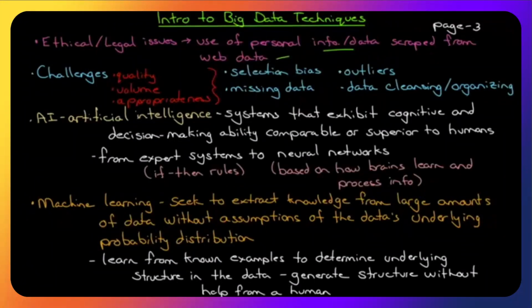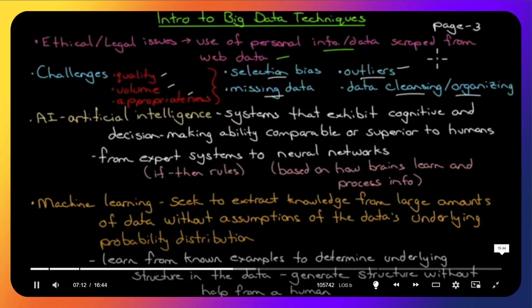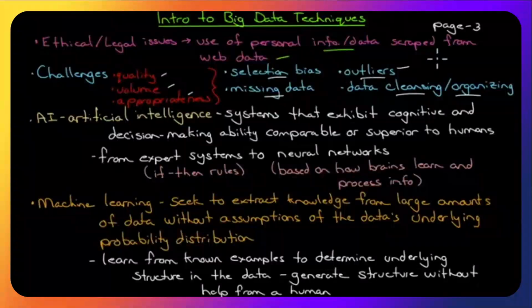Challenges, and this is really related along three dimensions: the quality of the data, the volume, and the appropriateness. So you can think of issues like selection bias, missing data, outliers, data cleansing and organizing. For outliers, what do you do with them? Are they appropriate? Should they be in the data set even though they're outliers? Or are they going to be misleading and they should be deleted? So some subjective assessment is required.